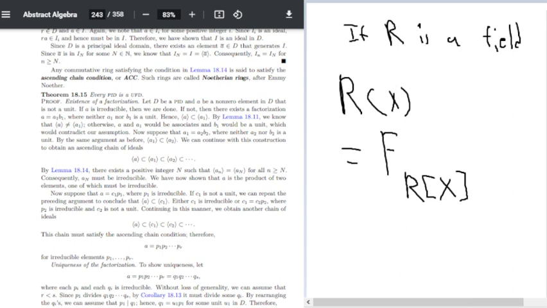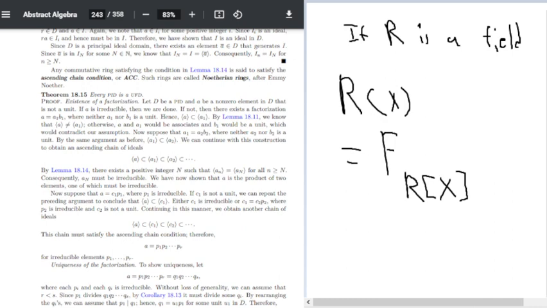Hence, the principal ideal generated by A is a subset of the principal ideal generated by A1. By lemma 18.11, we know that the principal ideal generated by A is not equal to the principal ideal generated by A1. Otherwise, A and A1 would be associates and B1 would be a unit, which would contradict our assumption.